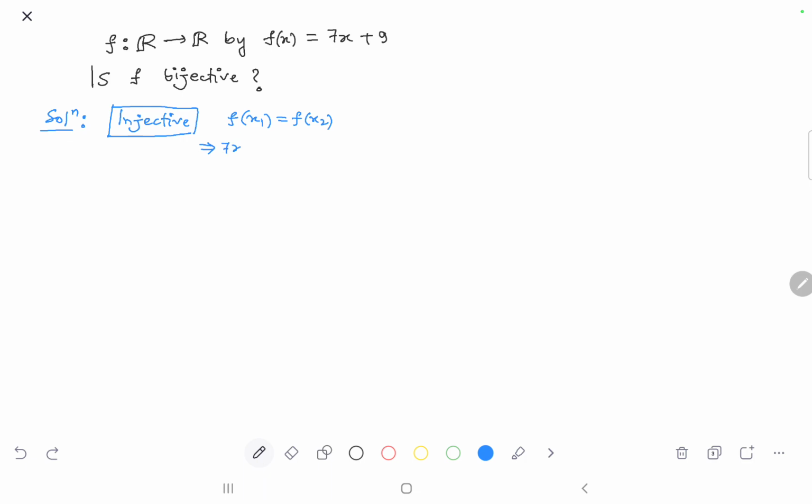7x1 plus 9 equal to 7x2 plus 9. Then we can cancel the 9, and the 7 also. So it is injective, no doubt. Okay, so now let me check the surjectivity.